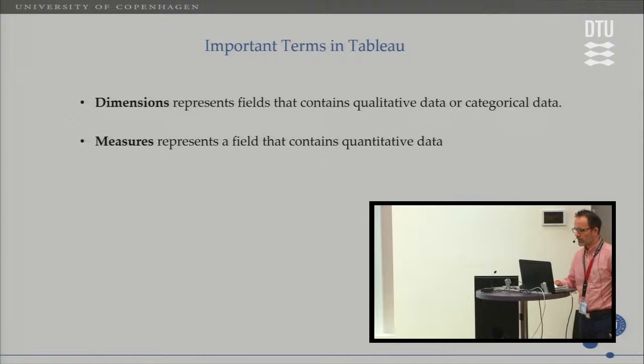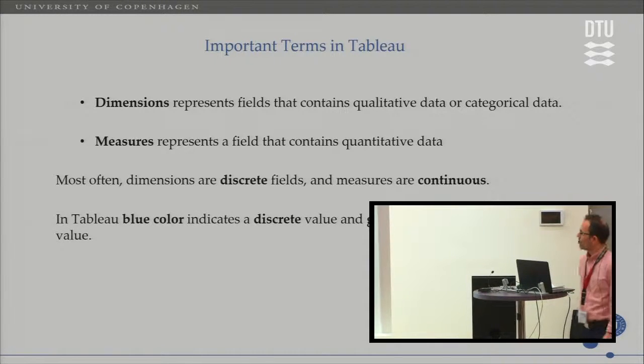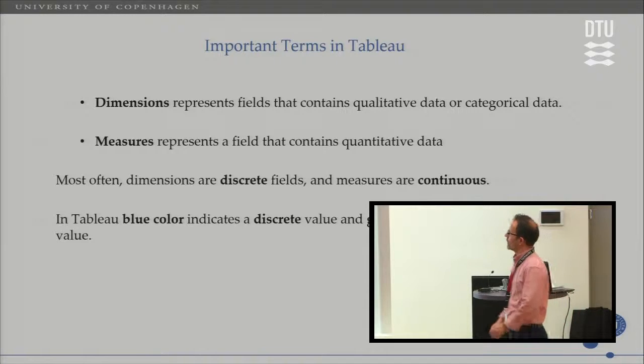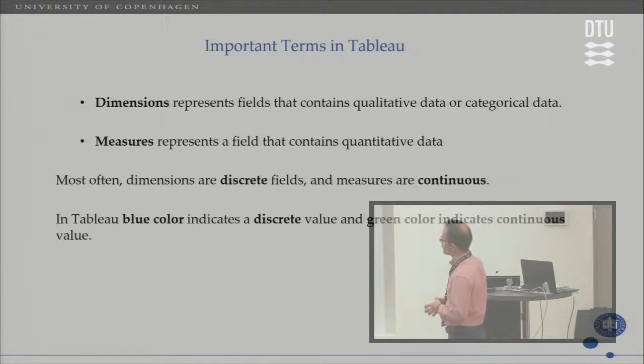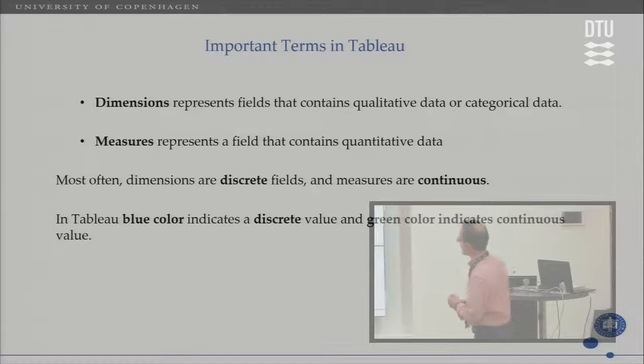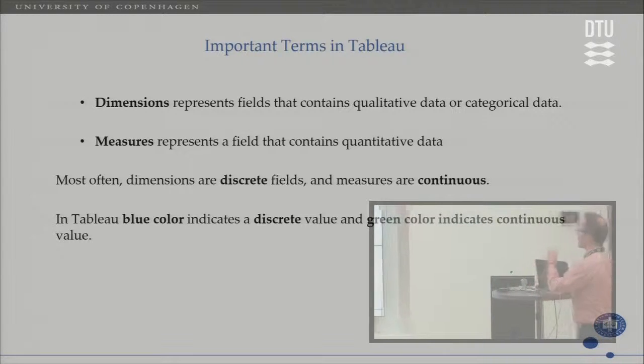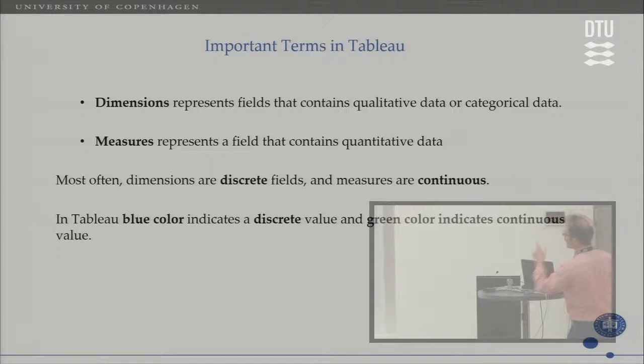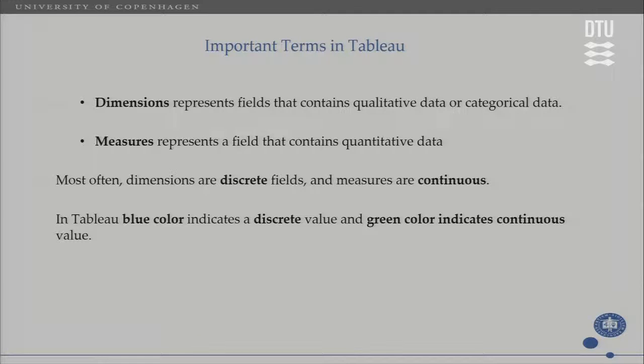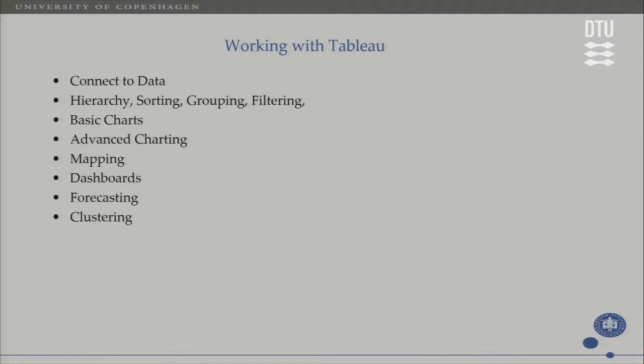So a dimension represents a field that contains qualitative or categorical data, so mostly string values, while measures represent a field that contains quantitative data. So we have to do with numerical values here. Most dimension fields are discrete fields, and measures are continuous fields. And as I explained before, you can differentiate between measures and dimensions based on their color.